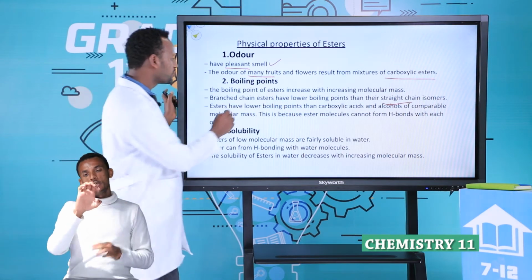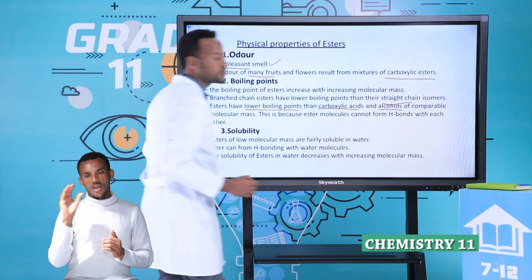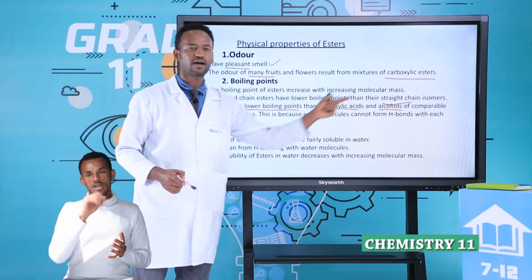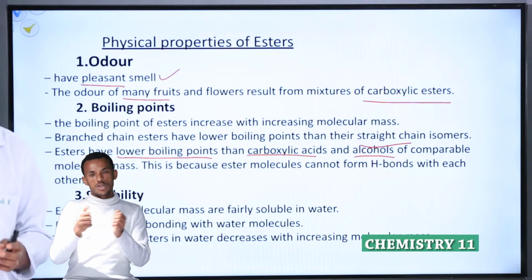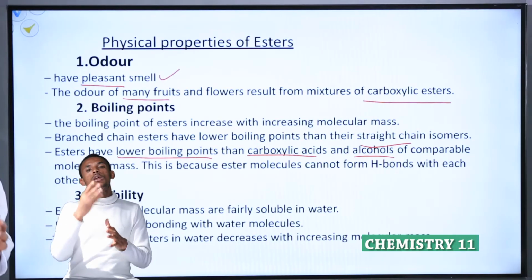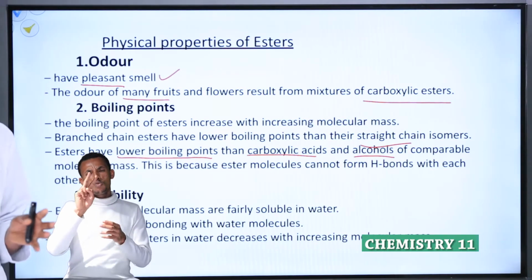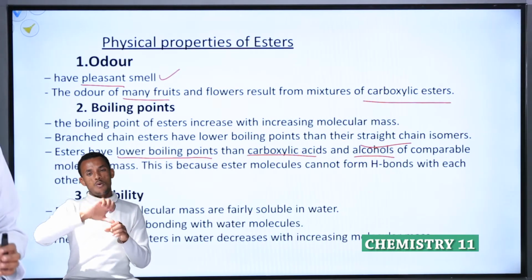Esters have lower boiling points than carboxylic acids and alcohols. By the way, in boiling point, carboxylic acid is greater than alcohol. Why? Because carboxylic acid with carboxylic acid produces a dimer. Dimer means one molecule with another molecule of acid, so hydrogen bonding can be formed two times. Alcohol with alcohol forms hydrogen bonding only one time.